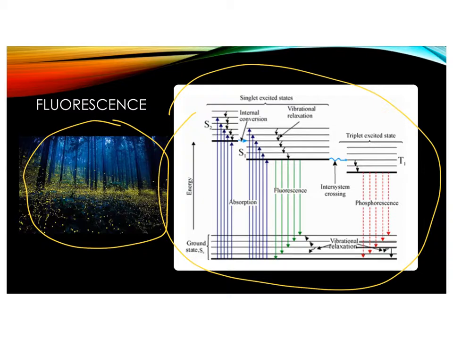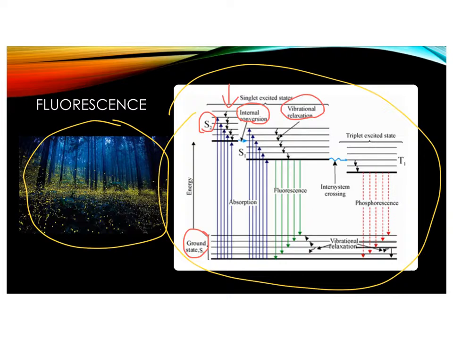You have electrons in the ground state, naturally, that are then excited by an excitation source going from the ground state to the excited singlet state, here S2. Then, through vibrational relaxation, to the lowest level of the S2 excited state. Then it will go through internal conversion from the S2 to the S1. Again, vibrational relaxation to the lowest level of the excited S1 state.